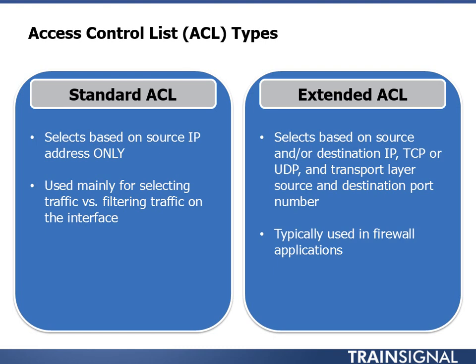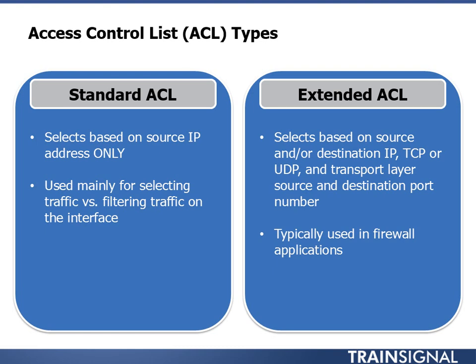An extended access list will select packets and segments based on a source and destination IP address, or the TCP or UDP protocol, or transport layer source port or destination port numbers. Here is where we can filter on nearly every piece of critical information in a packet and segment. We can filter on the network layer information, source and destination IP address. We can filter on the transport layer information, TCP or UDP, and then the source and destination port number. Here's really where we use these in setting up firewalls or setting up filters to apply to an interface of a router in order to restrict traffic.